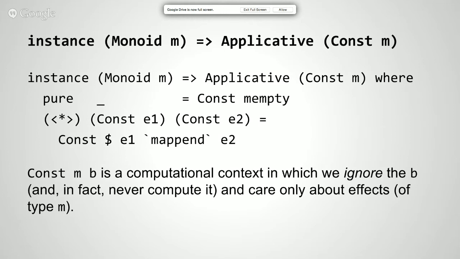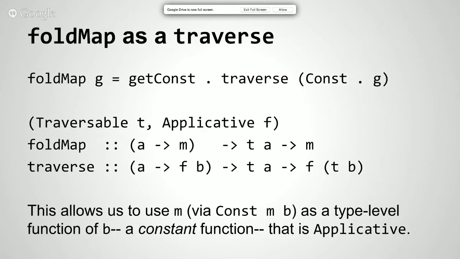As a computational context, Const M B is a world where we just ignore the B. We don't even really compute it, but we do go through all the effects that would be involved in getting that B, and we append them together, and those are type M. Why is this important? Because Const M for some monoid is an applicative. So if we want to foldMap g across a traversable, we can use Const.g.